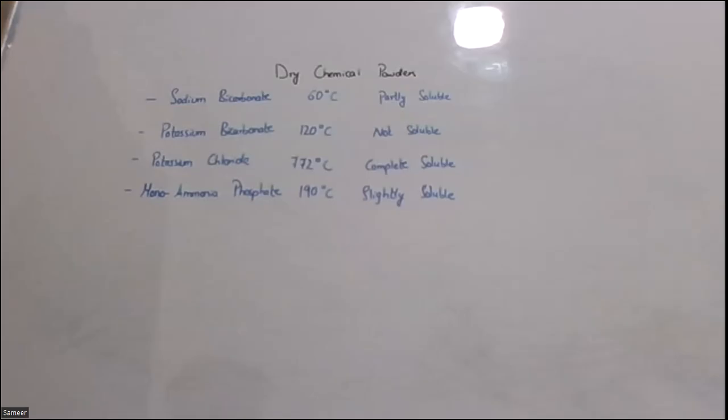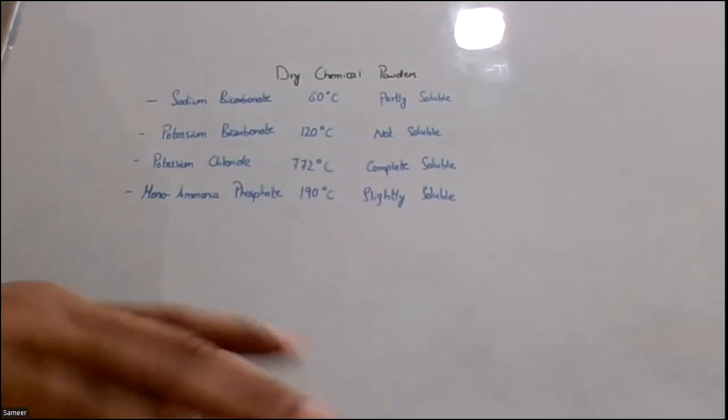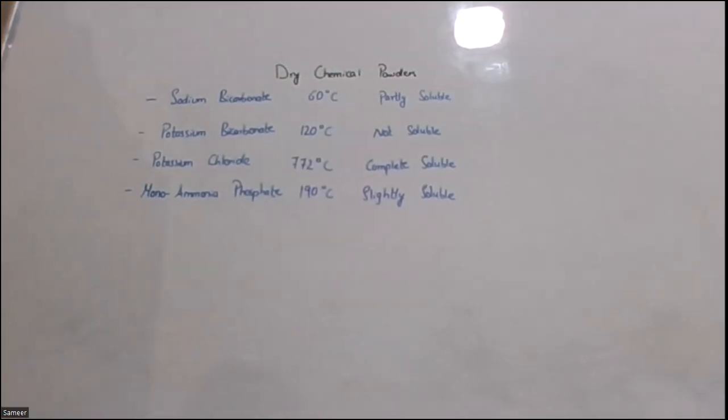The second piece of information, the solubility nature, tells us whether the dry chemical is effective on liquids or not. It's partly soluble in water. So what does it indicate? Partly soluble. Can I use it on liquid fires or can I not use it? Yes. Partly soluble nature defines whether I can use it on liquid fires or not.